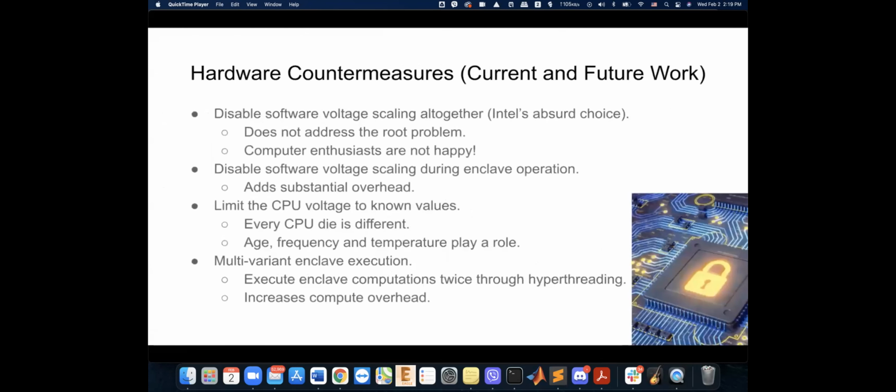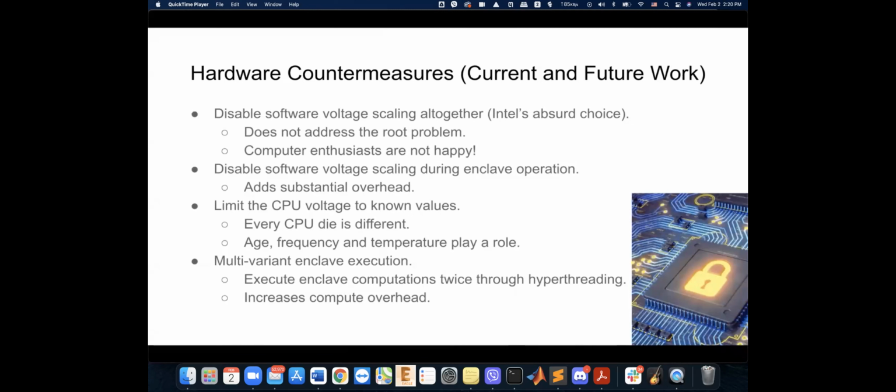Now, moving ahead to some of the hardware and software countermeasures proposed in the paper against the Plundervolt attack. As we go further, these countermeasures themselves have their limitations for implementation. The first countermeasure is to disable software voltage scaling altogether, which was also Intel's solution as a mitigation strategy. However, it is not robust and it wasn't received well by computer enthusiasts, as it does not address the root problem of the Plundervolt attack.